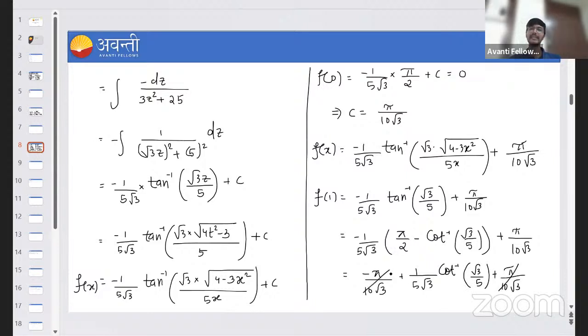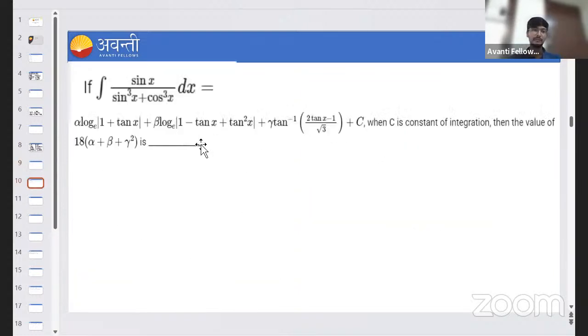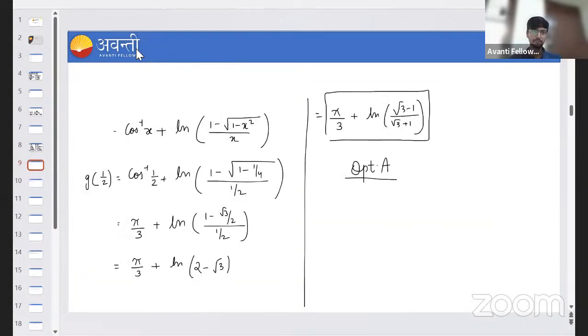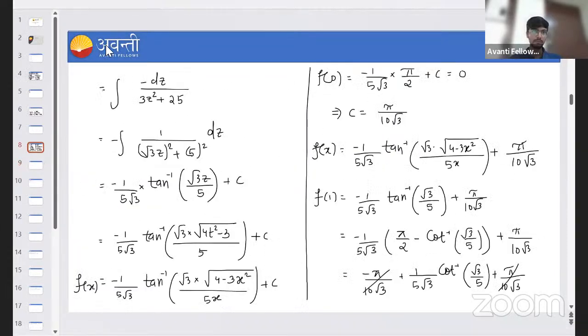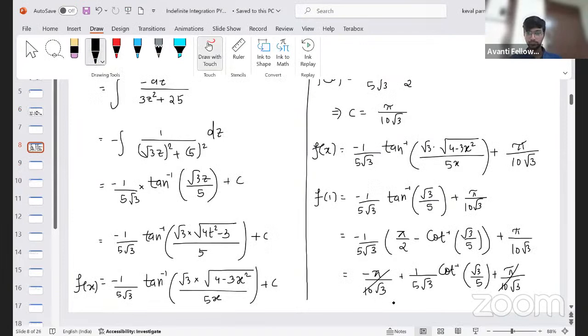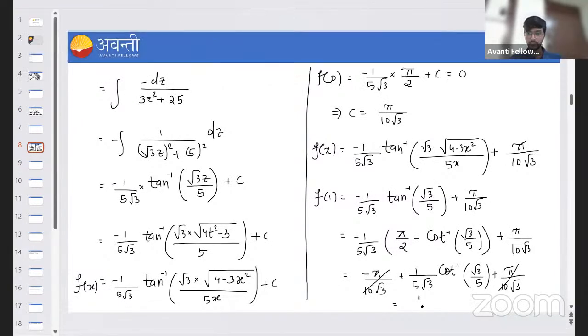So this and this will get cancelled. And cot inverse ko main kya likh sakta hoon? I can write cot inverse as tan inverse by reciprocal relation. So I'll write it here only. I'll get 1 upon 5 root 3 tan inverse of 5 by root 3. Correct? This is my answer.